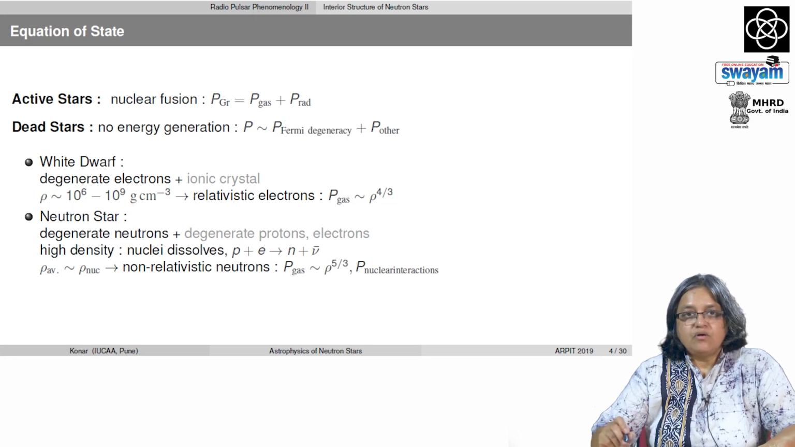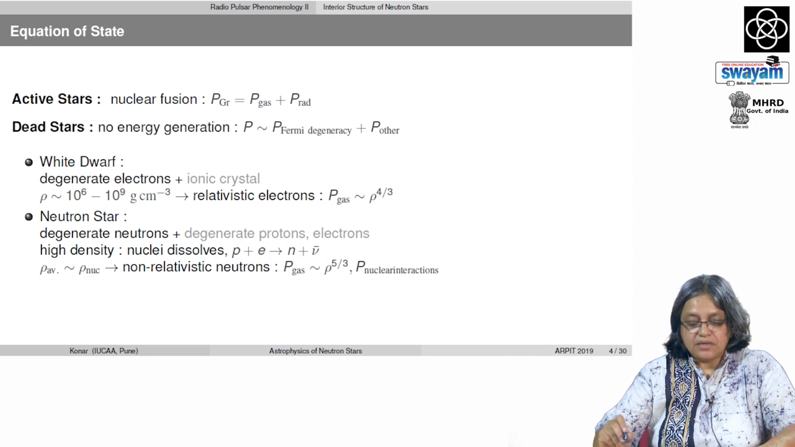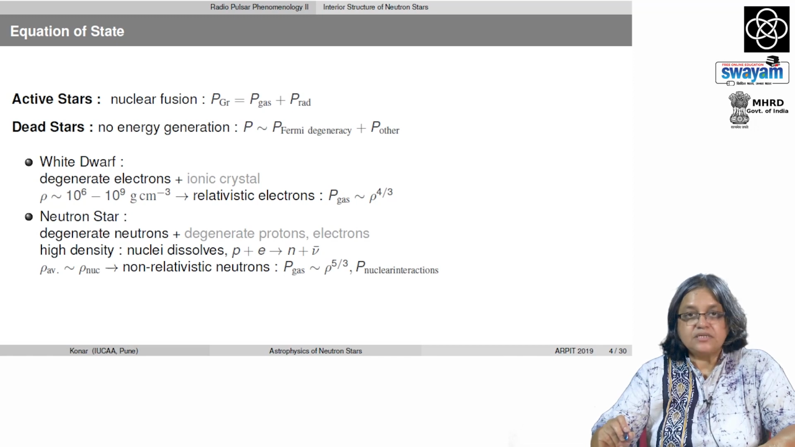So, for active stars, nuclear fusion is going on and the pressure of gravity is supported by the gas pressure, which is dependent on temperature, plus the radiation pressure. For dead stars or the compact stars, there is no energy generation. So, the pressure is the pressure of Fermi degeneracy plus other kind of pressure.